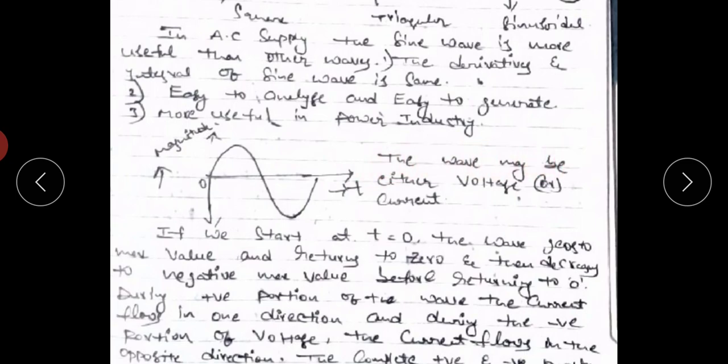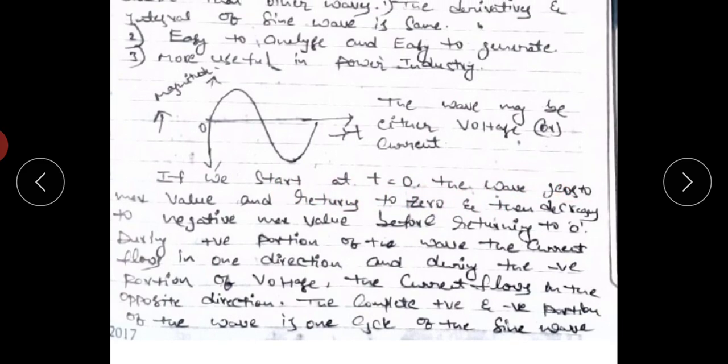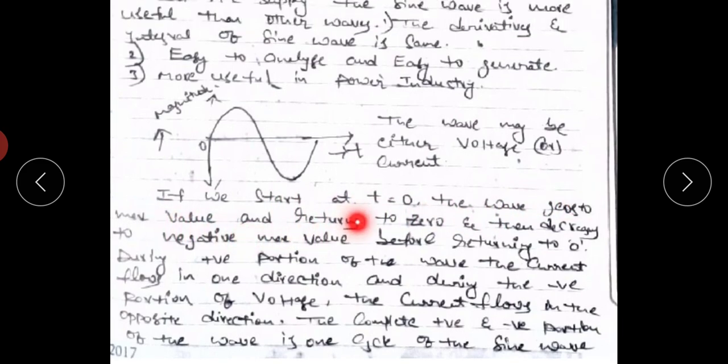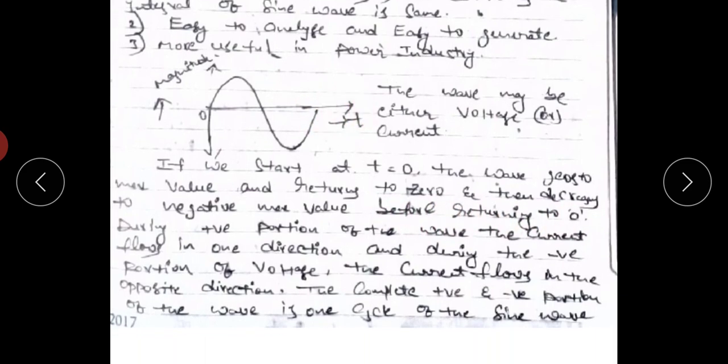The wave may be either voltage or current. If we start at t equals 0, the wave goes to the maximum value, reduces to 0, and then decreases to the negative maximum value before returning to 0. Here the wave starts at 0 degrees, then goes to the maximum value and reduces to 0. Again it reduces to 0 and then decreases to the negative maximum value, before returning to 0.